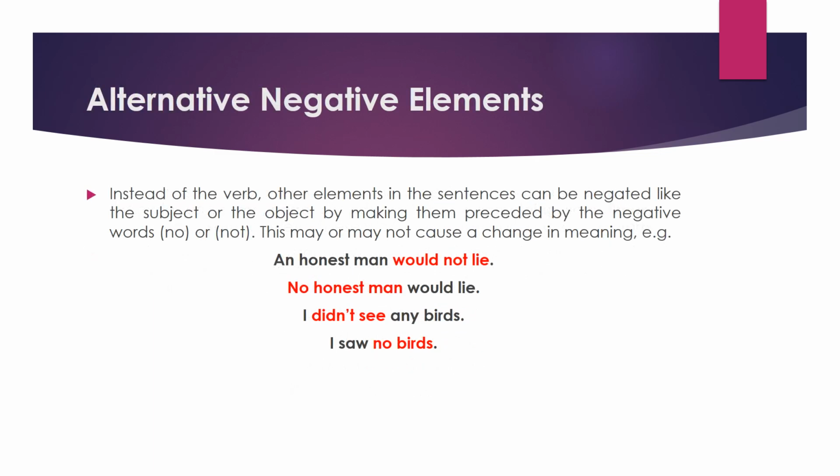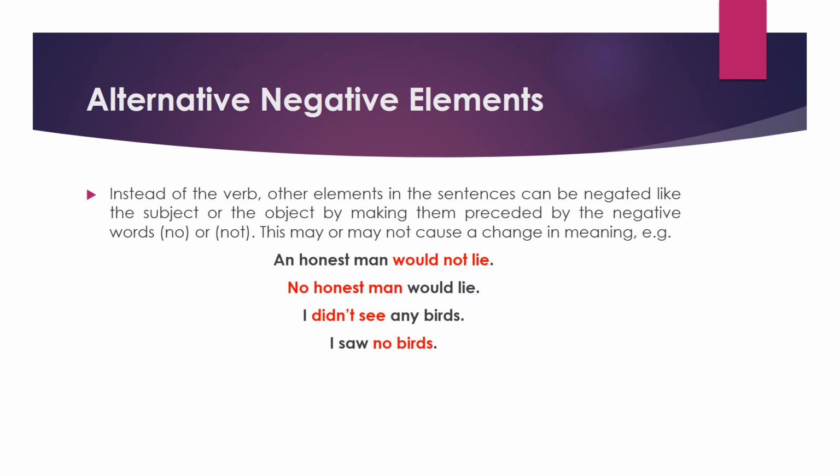The last thing we need to study in this video about negation is the alternative negative elements. So we said that, generally speaking, the main element that is negated in the English sentence is the verb. But sometimes we can negate other elements in the sentence, like the subject and the object. How can we do that? We can do that by making the subject or the object preceded by the adverbs of negation no or not.